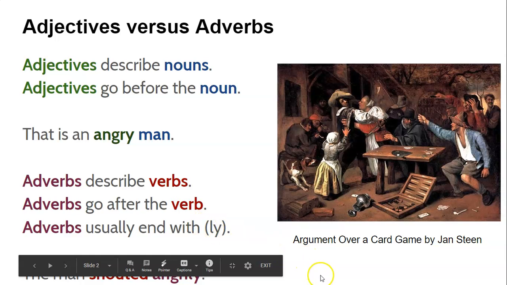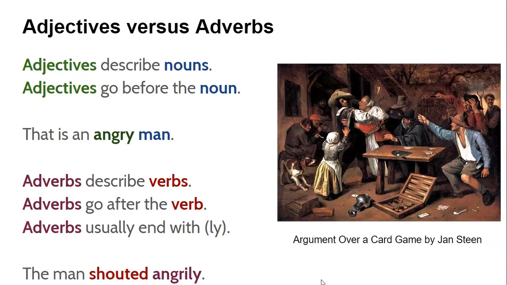So let's start with the basics. Adjectives versus adverbs, because these can get mixed up. Well, first, adjectives describe nouns, whereas adverbs describe verbs. And adjectives go before the noun, whereas adverbs go after the noun. So that is an angry man. You have the adjective angry describing the noun man.